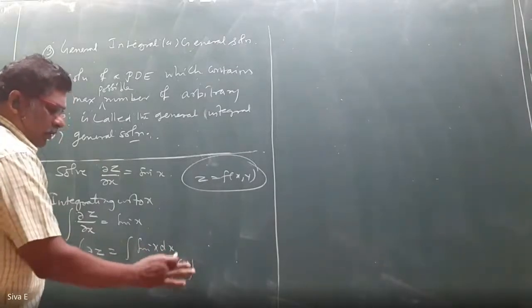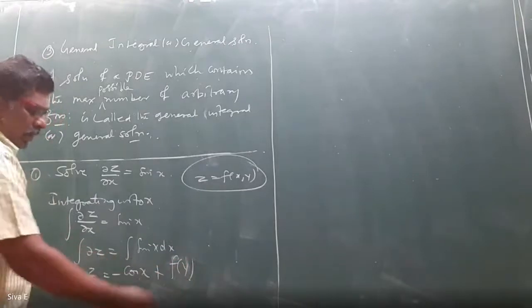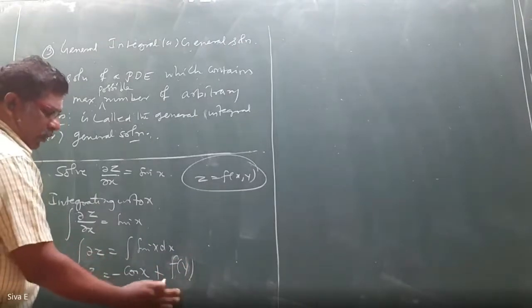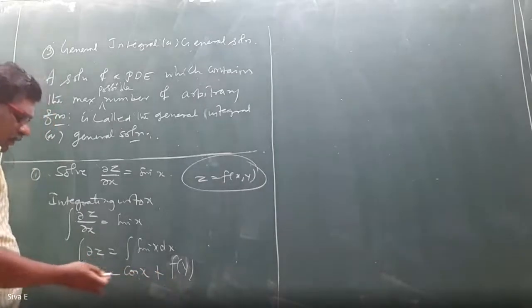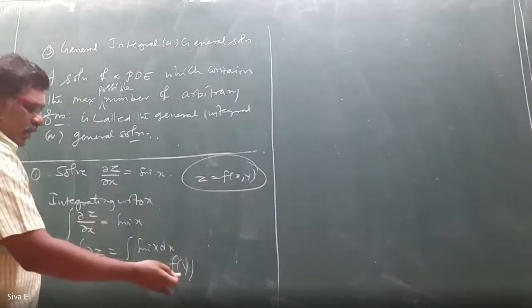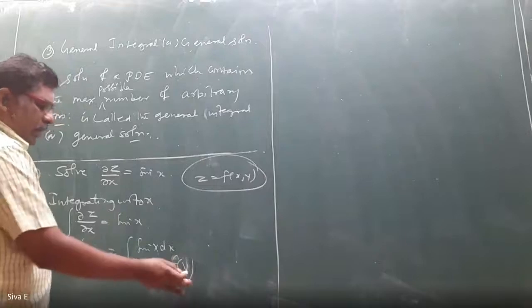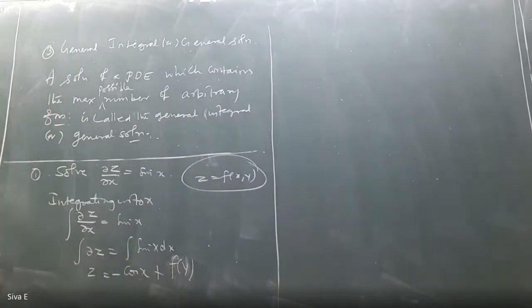This is a function of y. In case some y may be there, y or y square or sin x, cos y, sin y, whatever it may be, if you differentiate with respect to x, this will be 0, because a function of y can be taken as a constant in the partial differentiation.